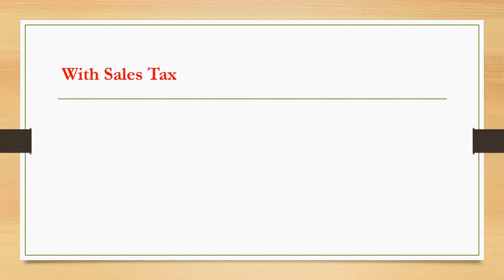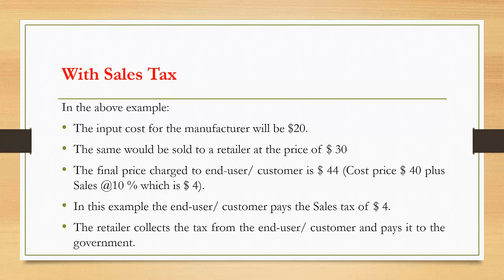When we talk about sales tax, in this example, the input for the manufacturer is $20, and the same would be sold to a retailer at a price of $30, and the final price of this product for the end user will be 44. How does it come? The cost price, you can see over here, is $40 plus sales tax at the rate of 10%. So 10% of 40 is 4. So this tax will be included in the price. So the price will become 44. So in this example, the end user or a customer pays the sales tax of $4. The retailer collects the tax from the end user or a customer and pays it to the government.